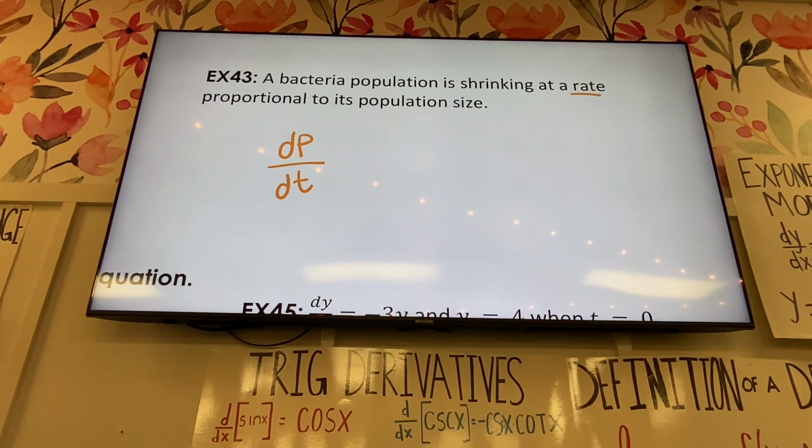So dp/dt equals, since it's shrinking, what does that mean? Negative k. Yep, so negative k. It's still directly proportional, so we're not dividing. The shrinking just means negative k. And we're still proportional to the population size, which is p. The only time you'll divide, remember, is the word inversely. So it has to specifically say inversely proportional or proportional to the reciprocal for you to divide. If it just says proportional, that's multiplying.